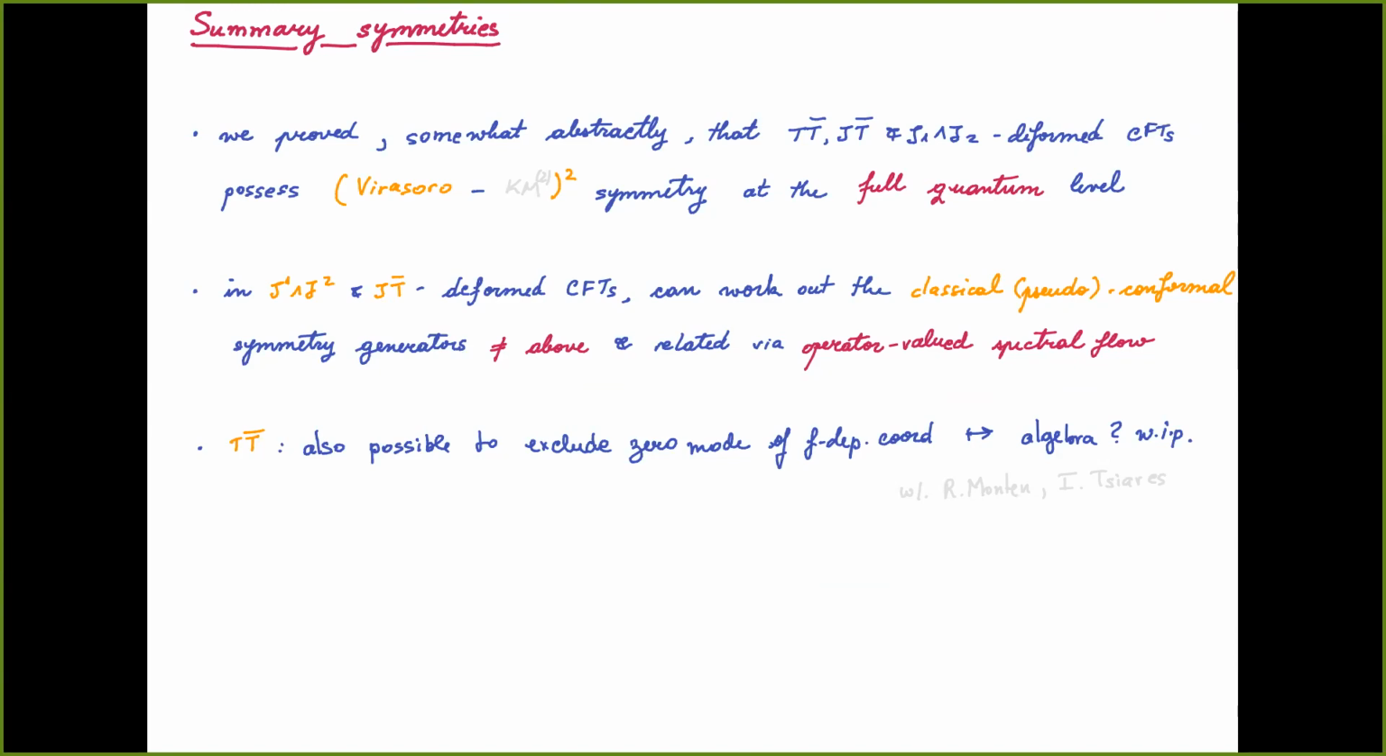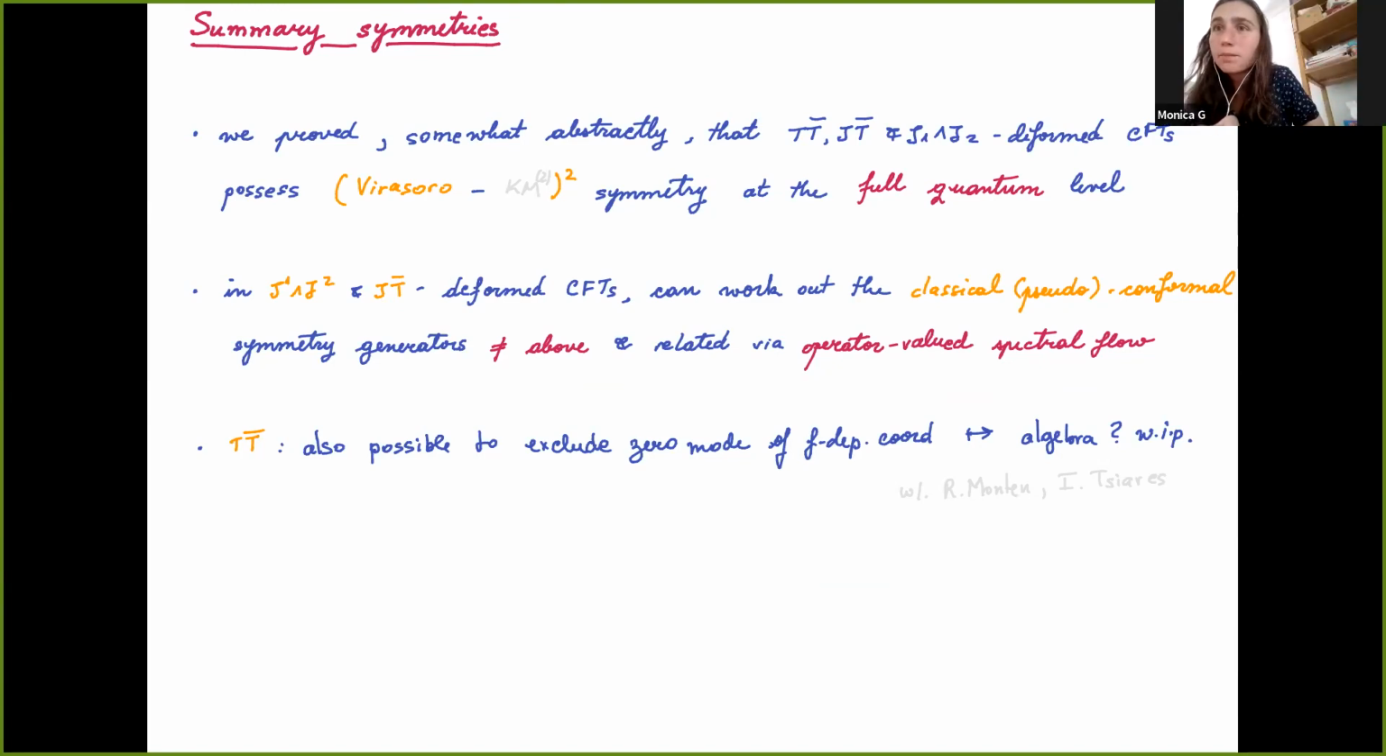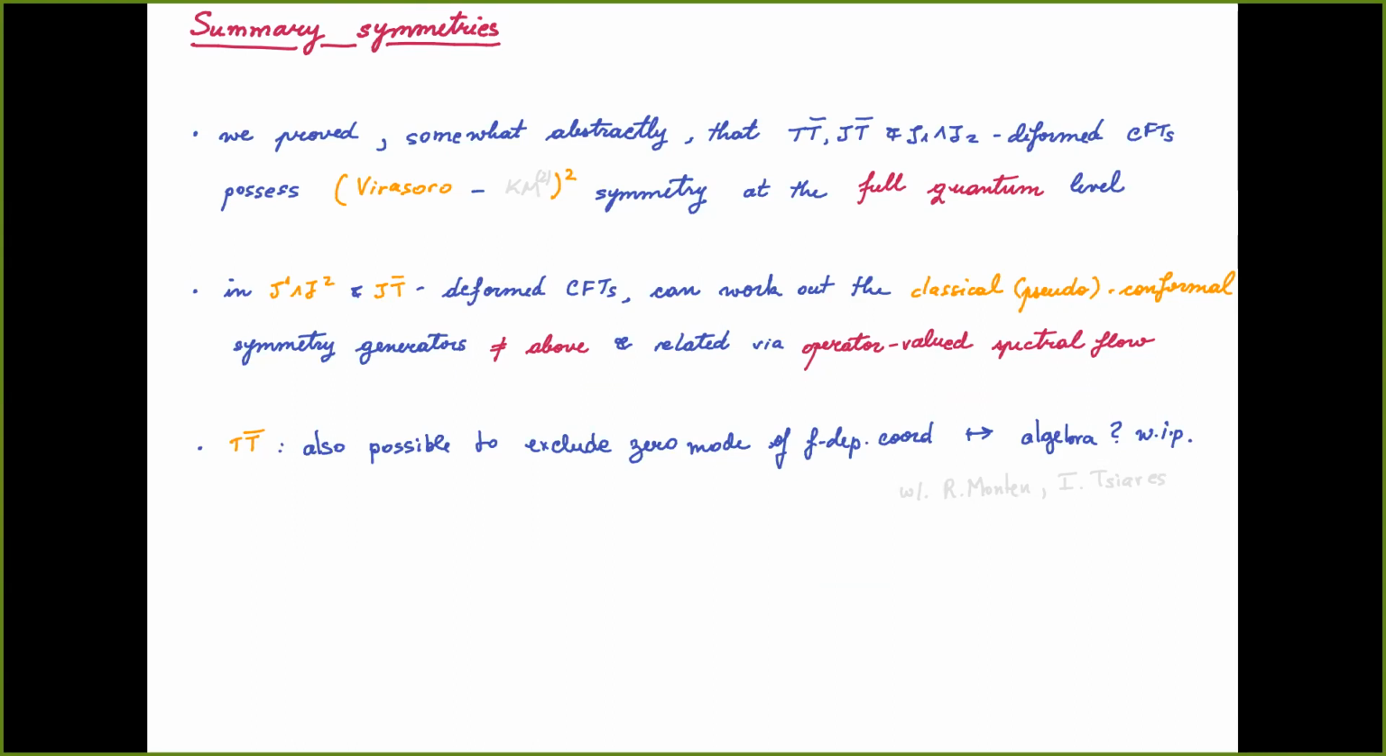Thank you. And was this part clear? So these are basically the punchlines for this part. Monica, could you say what you're deformed in the example of 24 free scalars TTbar deformed? What is the action of your Virasoro symmetries?